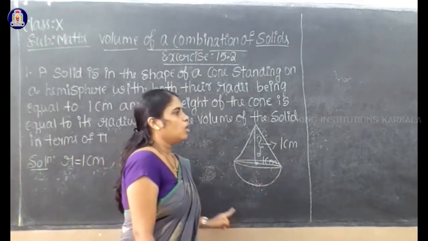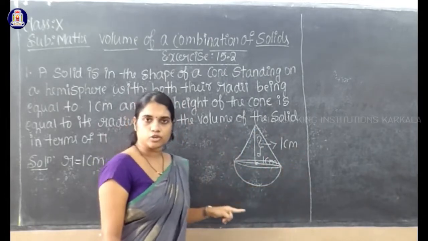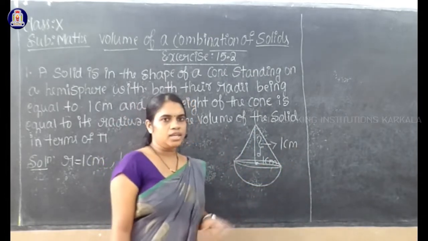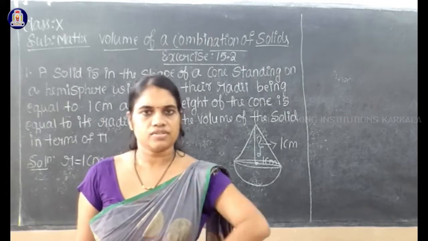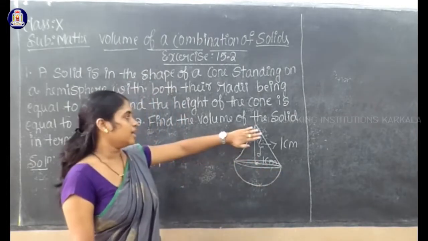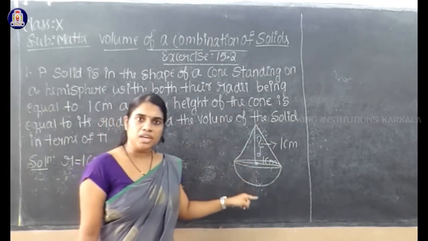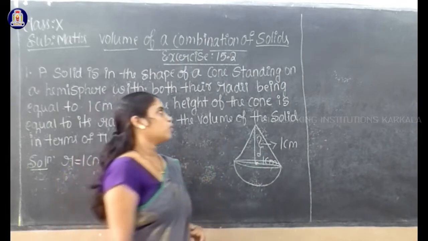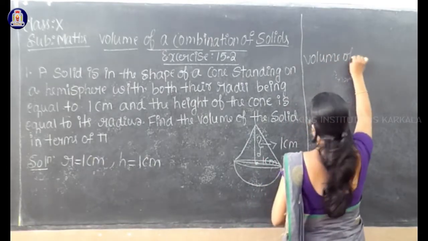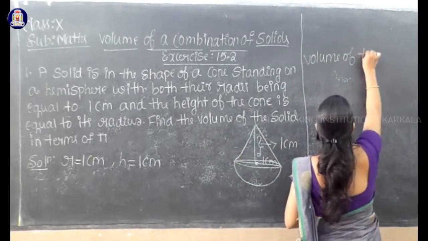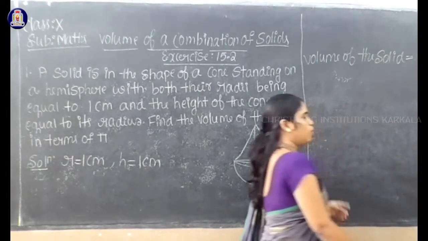So what is the total volume of this solid? Volume. Here you are going to calculate volume. See, here in this figure you can observe there is a combination of two solids. Which are those? First one hemisphere and another one cone. Isn't it? So this is a combination of hemisphere as well as a cone. So therefore volume of the solid is equal to, how to calculate volume of the solid?